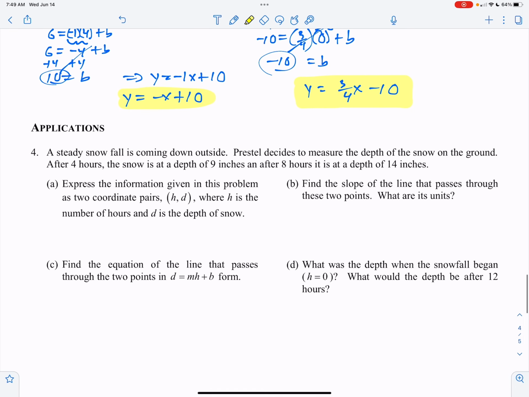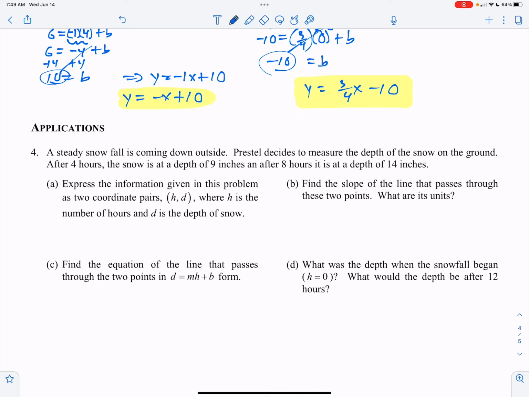Okay, so to finish this off, number 4, application. A steady snowfall is coming down outside. Prestel decides to measure the depth of snow on the ground. After 4 hours, the snow is at a depth of 9 inches. After 8 hours, it's at a depth of 14 inches. Express the information in the problem as two coordinate pairs, h and d, where h is the number of hours and d is the depth of the snow.